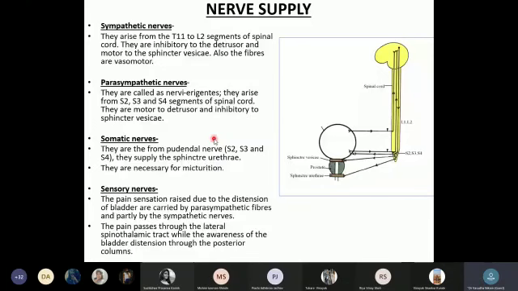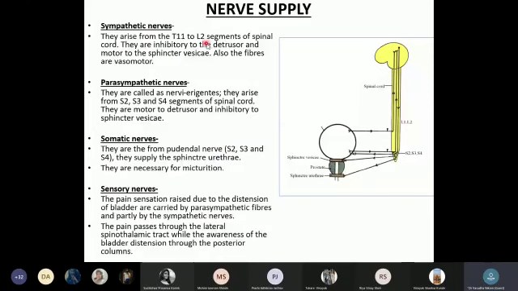So coming to the nerve supply, sympathetic nerves. Yes, sympathetic nerves come from the segments of the spinal cord. Now, which segments of the spinal cord will be responsible? You can see T11 to L2 segments. Yes, coming from T11 to L2 segments of the spinal cord, they will give sympathetic innervation.